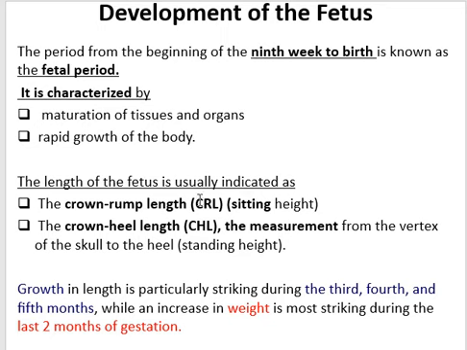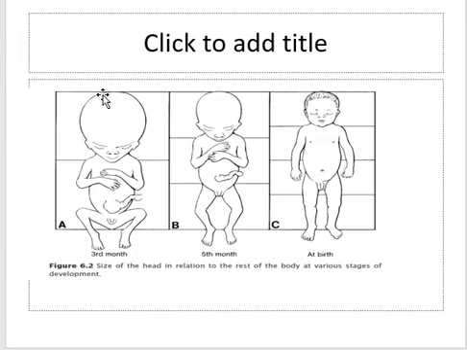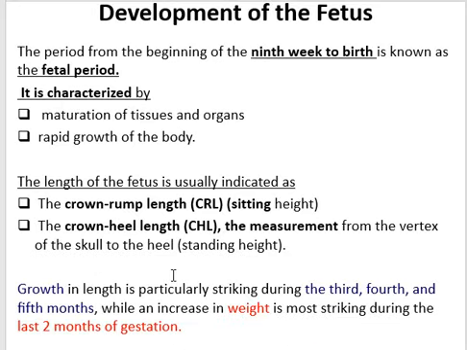The length of the fetus is usually indicated as the crown rump length. Crown means head part, rump means buttocks. So sitting height is known as the crown rump length. Here you can see this is the head part and these are the buttocks; from here to here is known as the crown rump length.